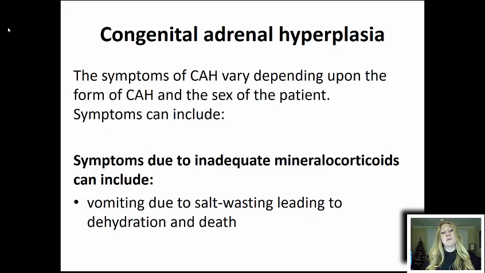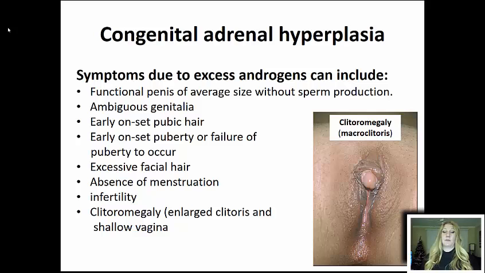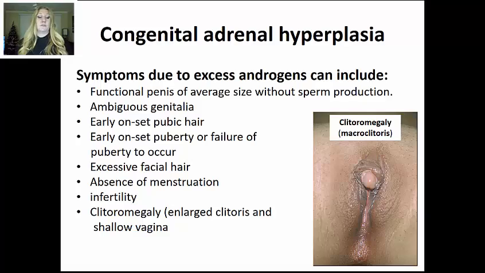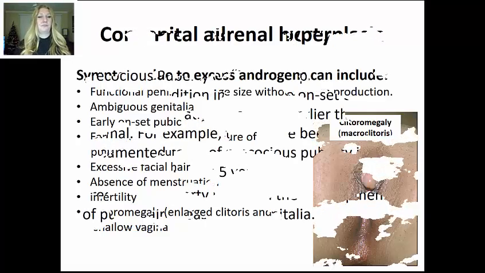The symptoms that we see in these patients due to the excess androgens that their bodies are exposed to include that they may have a functional penis of average size, but without sperm production. They might have ambiguous genitalia. They could have early onset of pubic hair or onset of puberty at a very young age, or failure to be able to undergo puberty at all. You might see excessive facial hair, the absence of a menstrual cycle, infertility, and clitoromegaly may also be a side effect of this condition.